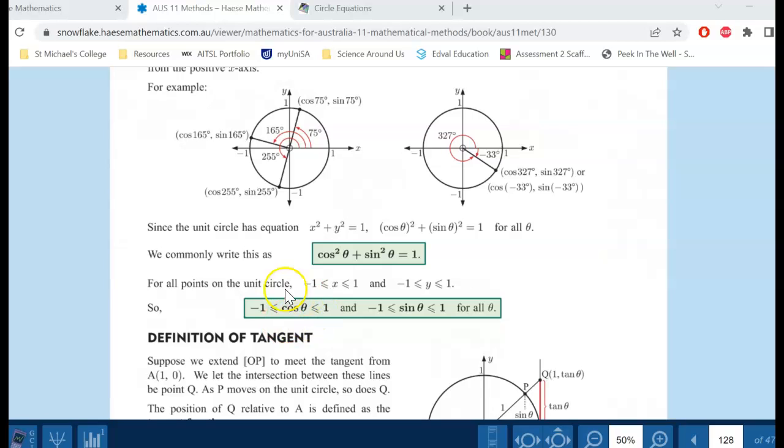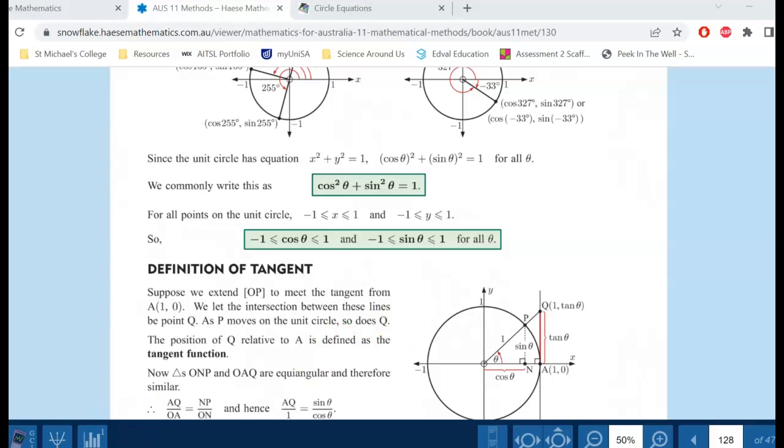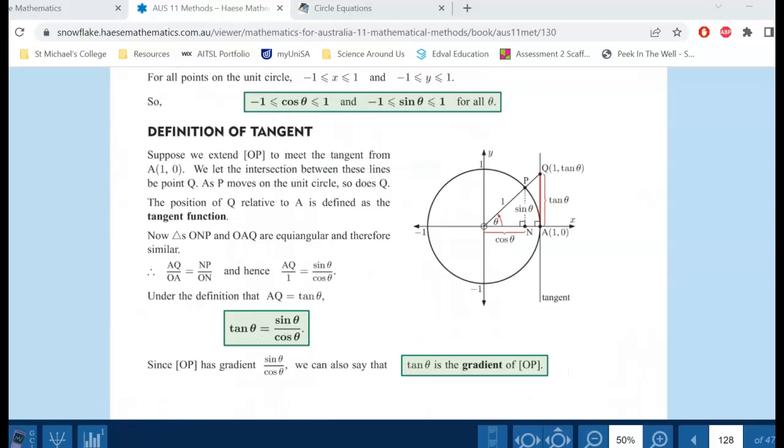So all values of cos theta will be between -1 inclusive and 1 inclusive, and the values of sine theta will be greater than or equal to -1 and less than or equal to 1. Let's consider the definition of the tangent.